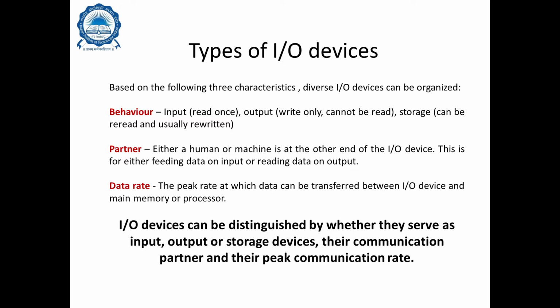And data rate would also be one of the classifying parameters. The peak rate at which data can be transferred between the IO device and the main memory or processor is also one of the classifying parameters of an IO device. So therefore an IO device can be distinguished by whether it serves as an input, output or storage device, and its communication partner as well as its peak communication rate. These are the aspects based on which an IO device is classified.